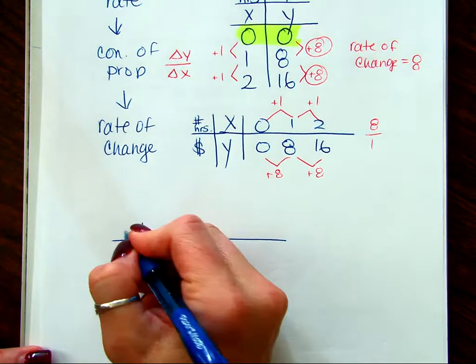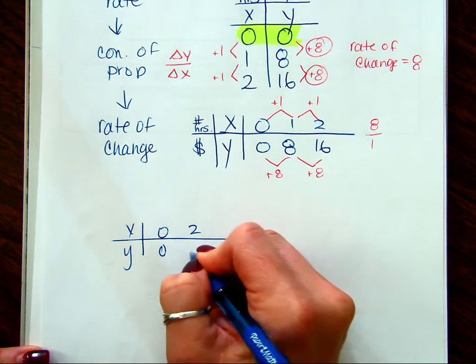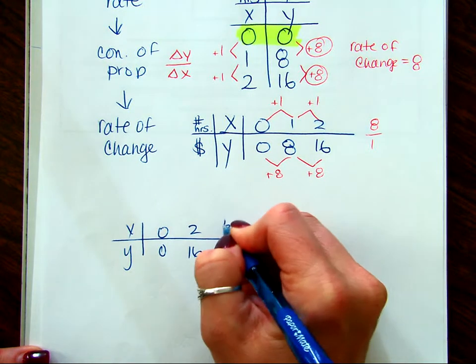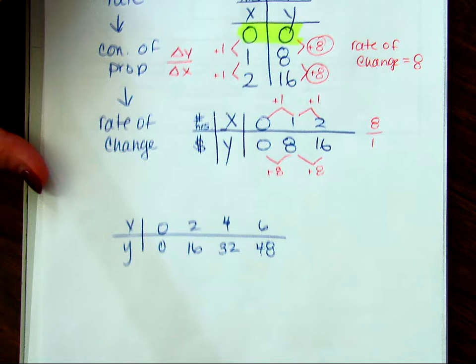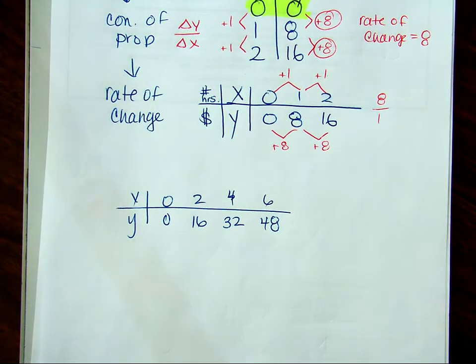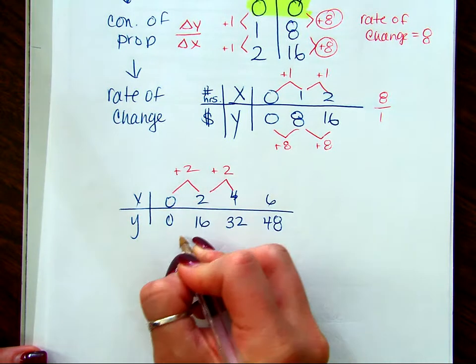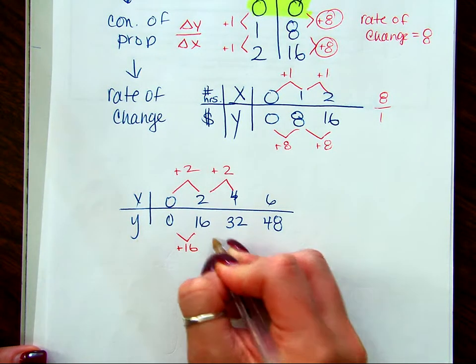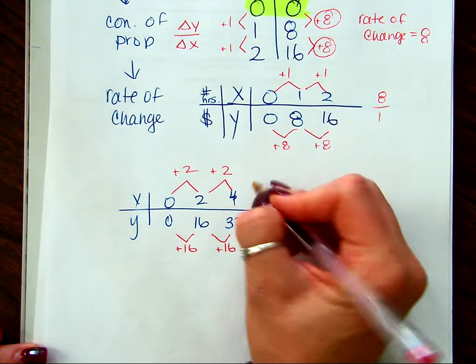Okay, what if one day I say, hey, 0, 0, 2, 16, 4, 32, and 6, 48. So let's say this is our table. First thing you're going to do is find the change in each of the values. The change in the x is going up by 2. The change in the y is going up by 16. 16 plus 16 is 32, plus another 16 is 48.